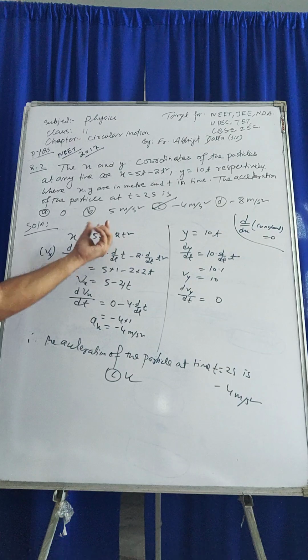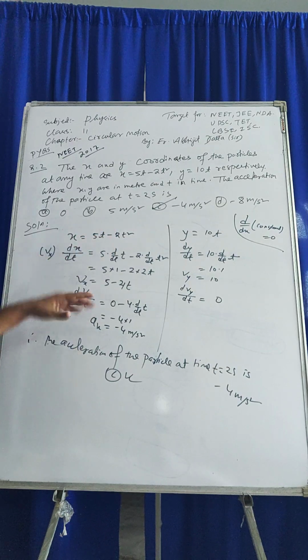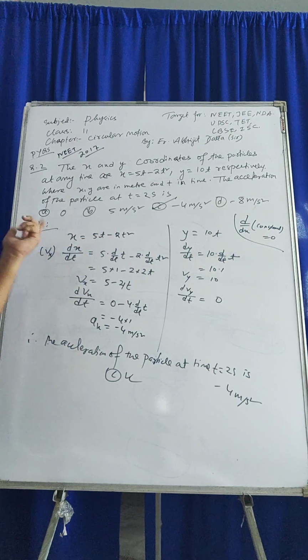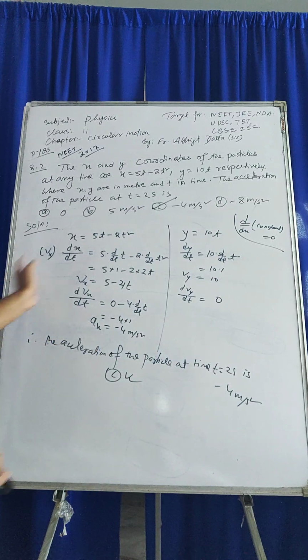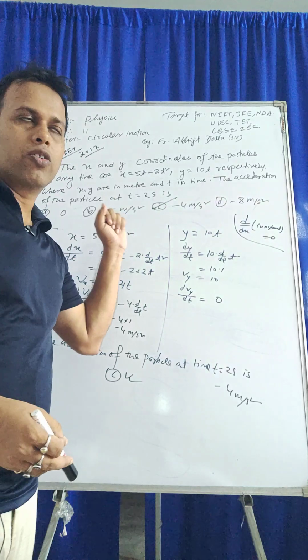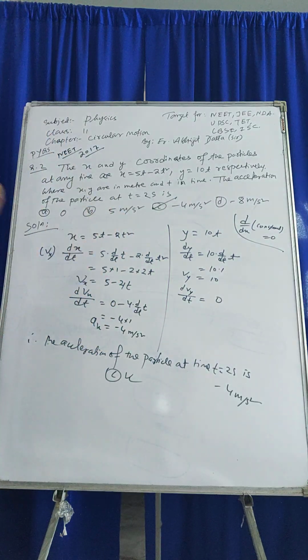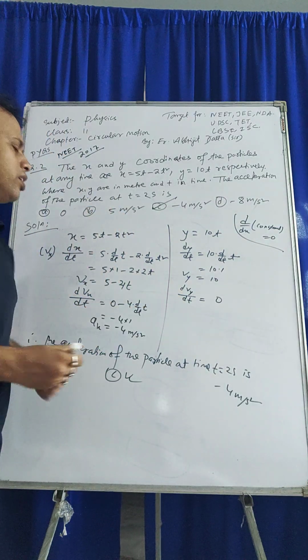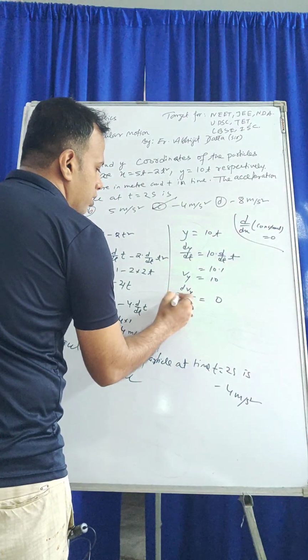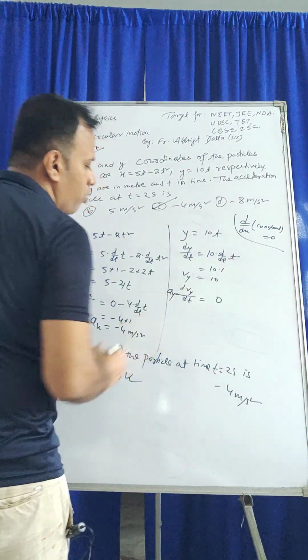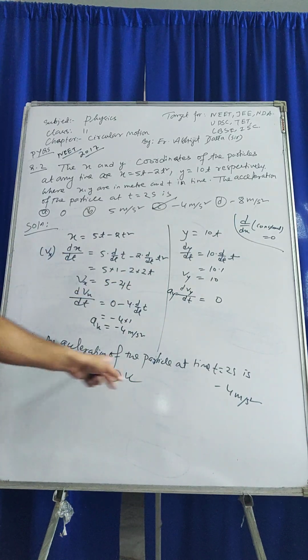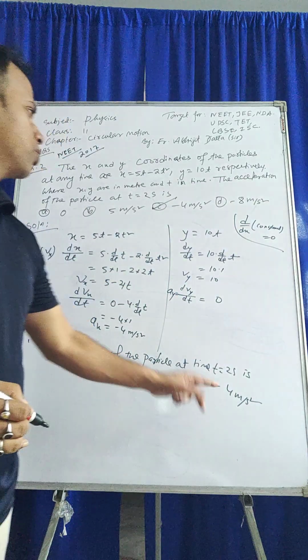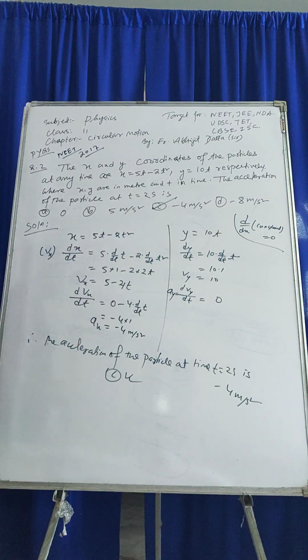Just take this x and differentiate with respect to time. That is velocity, and we again differentiate velocity with respect to time. We will get the acceleration for x. After that, take y equal to 10t. Here also you differentiate, and you will get d square y by d t square. You will get ay equal to 0. So which option is correct? The acceleration of the particle at time t equal to 2 seconds will be minus 4 meter per second square. Got my point? Okay, move on to the next question.